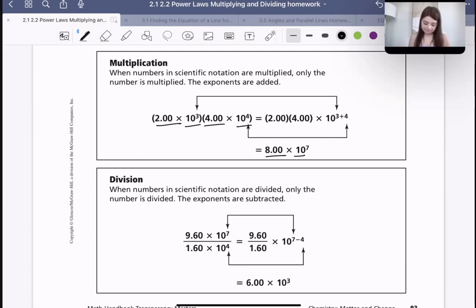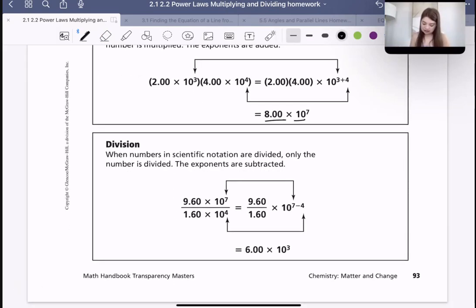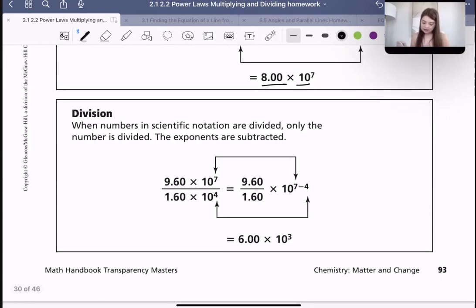Good. Now, you might have already guessed, but division is similar to that, right? With division, what happens when we divide two exponents with the same base? We subtract the exponents. That's right. So we're going to be subtracting here 7 minus 4, and we're going to end up with 10 to the power of 3. And then we'll just do regular division with our calculator for 9.6 divided by 1.60, right?